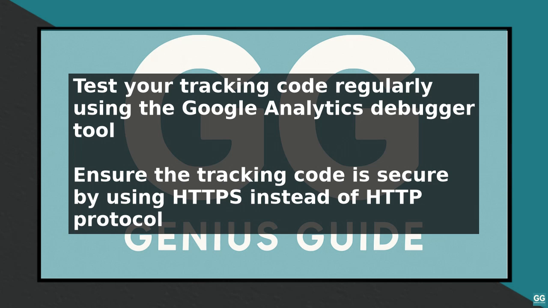You should also avoid placing the tracking code in iframes or other embedded content, as this can prevent the code from executing correctly. By following these best practices, you can ensure that your Google Analytics tracking code is set up correctly and collecting accurate data. This will allow you to make informed decisions about your website and marketing strategy, and improve your overall online presence.